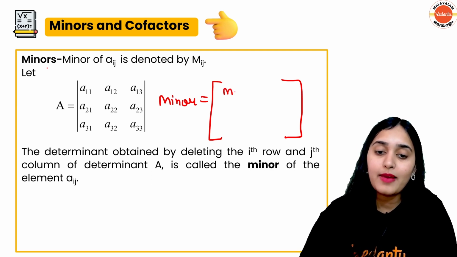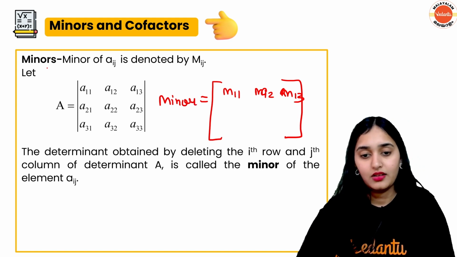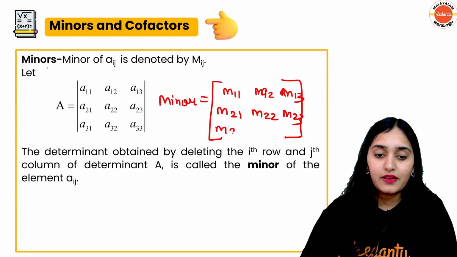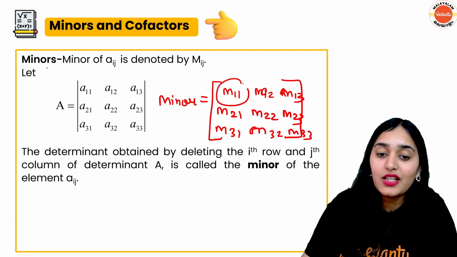So, we will call them M11, M12, M13, M21, M22, M23, M31, M32, M33. But what is M11? How do we calculate this?